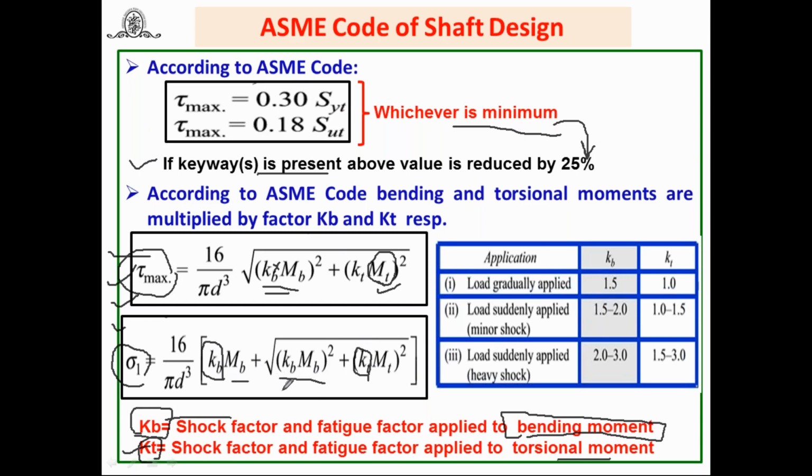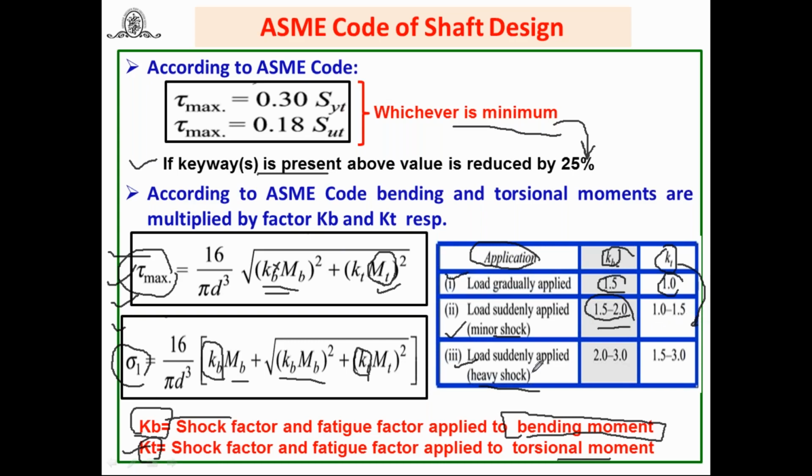Yesterday we saw how to take the values of Kb and Kt. For that purpose, sometimes the problem statement mentions load suddenly applied, heavy shock, minor shock, or load gradually applied. According to this application, you can take the values of Kb and Kt. If load is gradually applied, Kb is equal to 1.5 and Kt is equal to 1. If load is suddenly applied with minor shock, you can assume Kb as 1.5 to 2, it's your choice, and Kt in the range of 1 to 1.5.